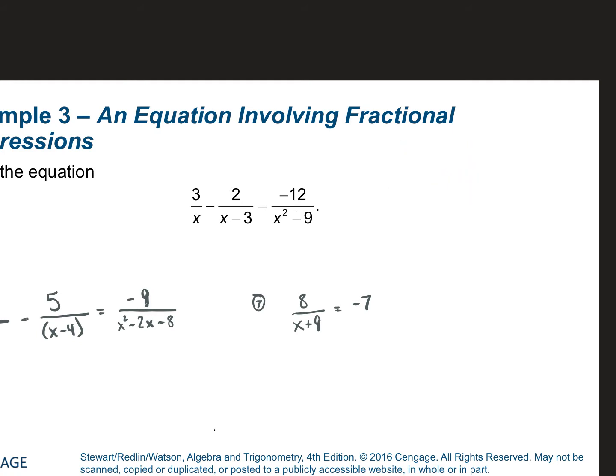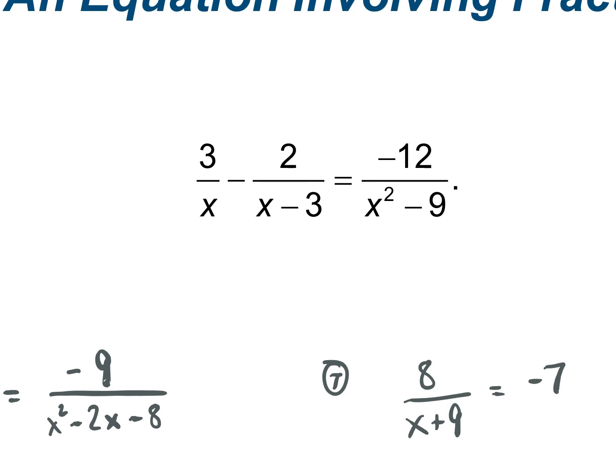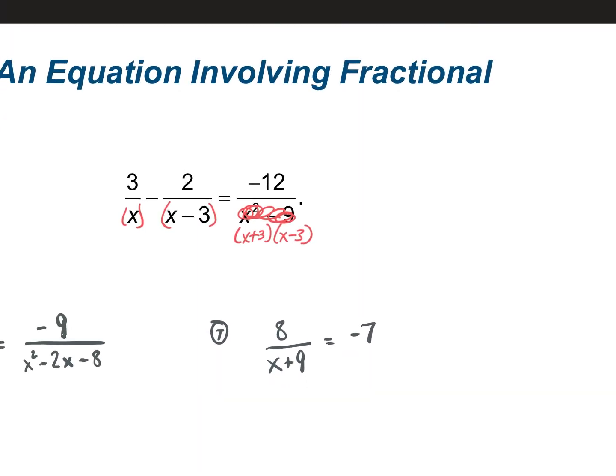So the first thing we're going to do is factor everything completely. Can I factor anything with x? No. Can I factor anything with x minus 3? No. So just put it in parentheses. Can I factor x squared minus 9? Yes. To what? x plus 3 and x minus 3. Okay, everybody do that with me. Take these steps and do this with me, and this will be okay, I promise.